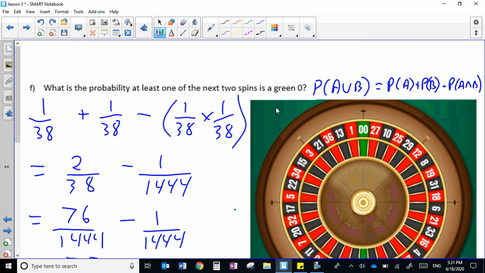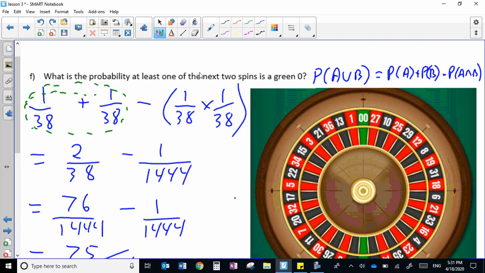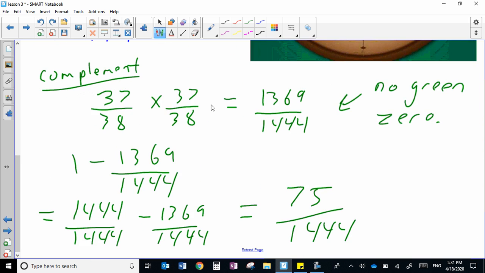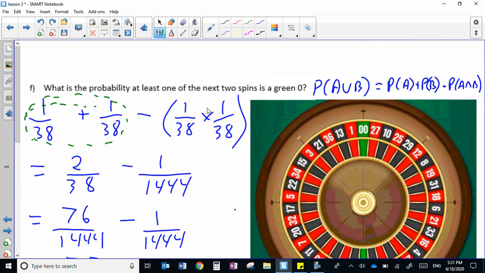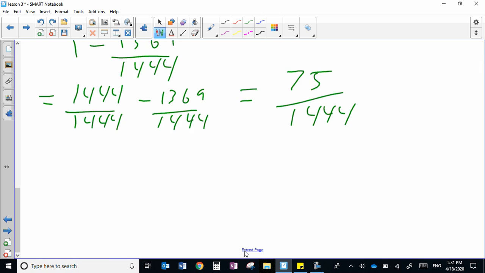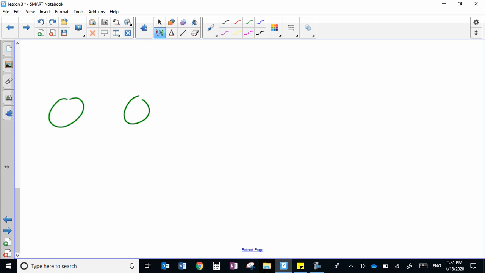One thing I will bring up, some people are having a hard time, I think, with this idea right here. Why doesn't this give you the final answer? 1 out of 38, because I have a 1 out of 38 chance on the first spin and a 1 out of 38 chance on the second spin. Why can't I add those together? Well, imagine a simpler problem. Imagine flipping a coin twice, and you want at least 1 tail. What's the probability you get at least 1 tail?